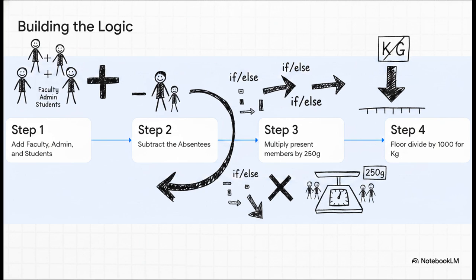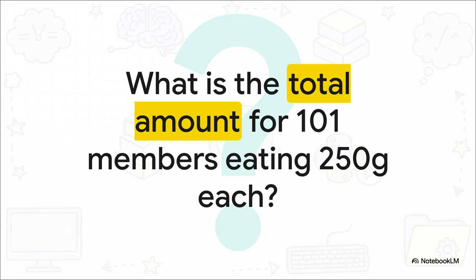Step 1, we add up the faculty, admin, and students to get our total registered headcount. Step 2, we subtract the absentees so we know exactly who's actually showing up. Step 3, we multiply those present members by our 250-gram portion variable. And finally, step 4, we use floor division by 1,000 to convert that massive gram total down into nice, readable kilograms.